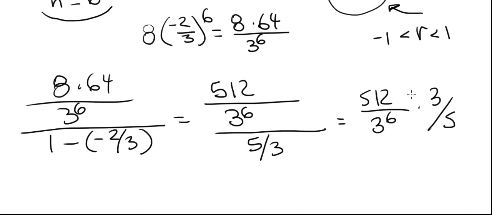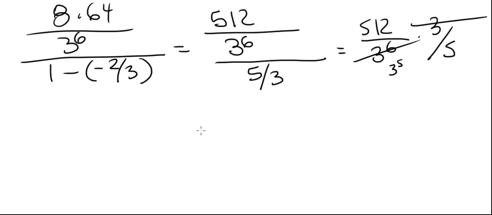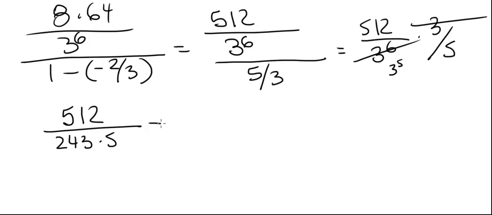Once again, this 3 and 3 to the 6th leave 3 to the 5th in the denominator, and that happens to be 243. So we end up with the same answer: 512 in the numerator, 243 times 5 in the denominator, and that's 512 divided by 1,215.